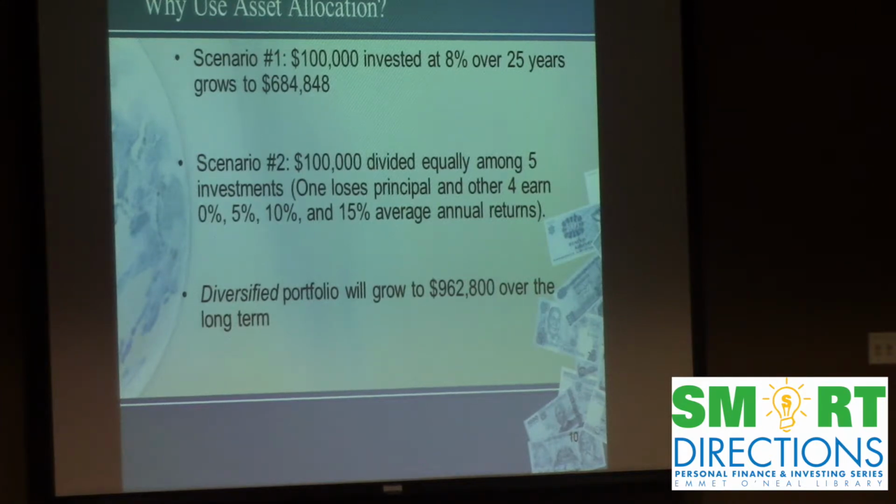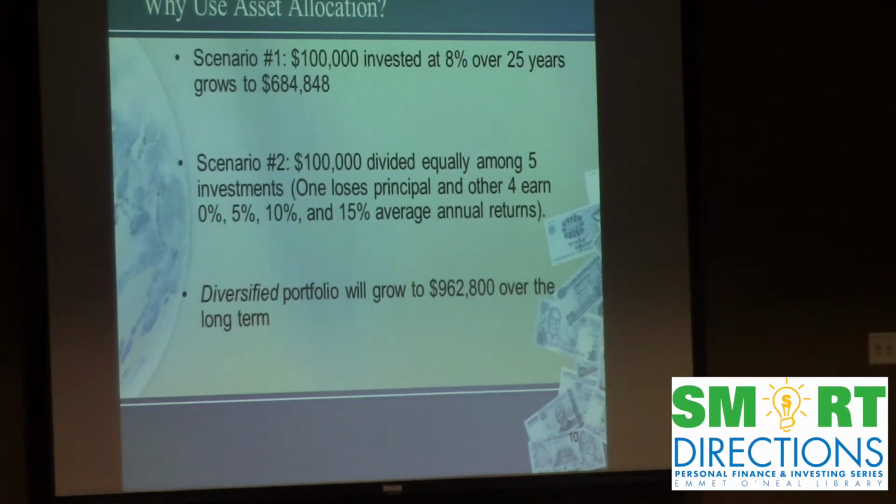Now, let's look at this as an example. Two scenarios. You invest $100,000 at 8% over 25 years. So it's 8% a year. That turns out to be $684,848 if you do that. This is a steady return of 8%.